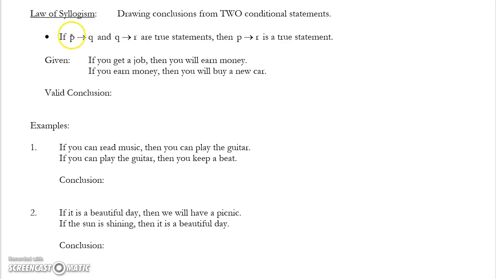then we can really just assume from P, we can go straight over to R, because since P goes to Q and Q goes to R, we can skip right over that. It's called the law of syllogism or the chain rule. Example, if you get a job, then you will earn money. If you earn money, so my original conclusion matches my new hypothesis, then you will buy a new car. Well, we have a valid conclusion we can make.